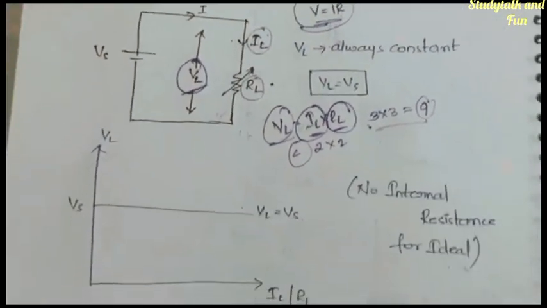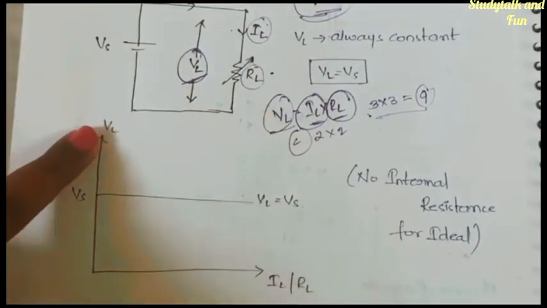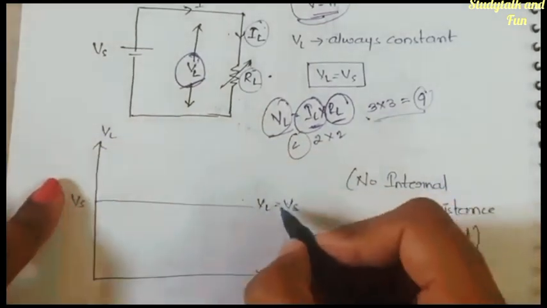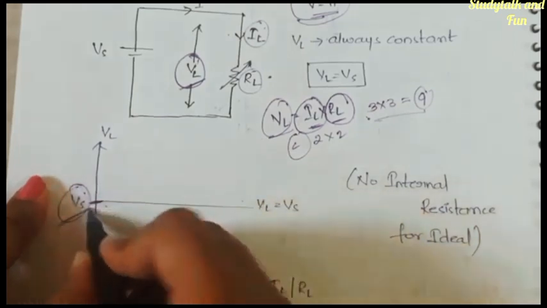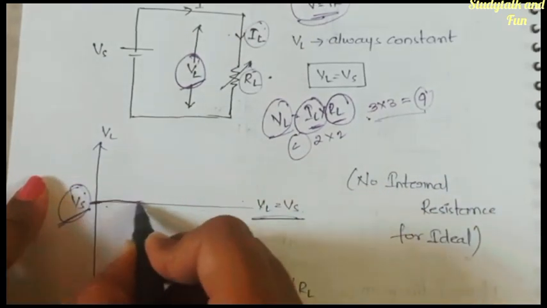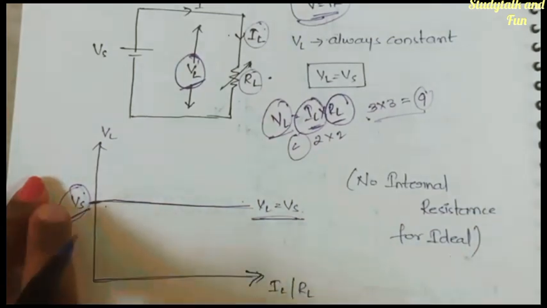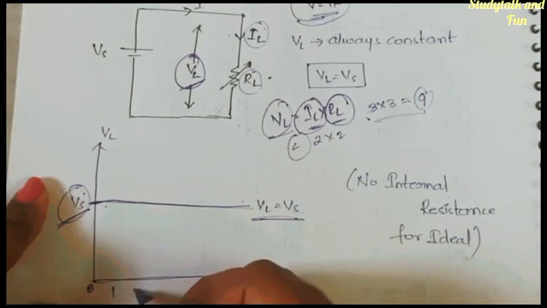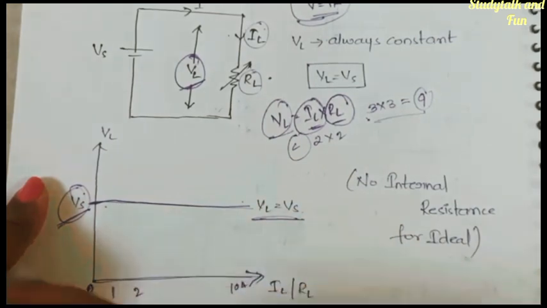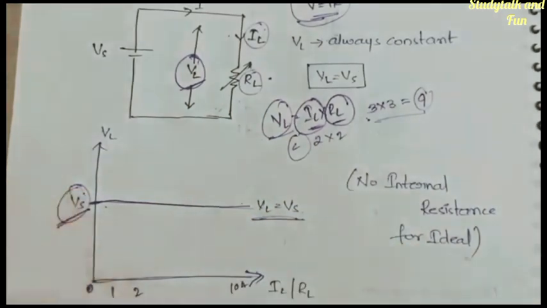For this we have a graph. This axis is IL or RL and this is the load voltage, and at this point we have VS. At the point of VS, VL will be equal to VS. That is why the graph will be a straight line. Whatever changes you make, this will not change, right? Even if the current is 0, or 1 amp, or 2, or 10 amps, irrespective of the current or resistance, it will always be equal to VS only.